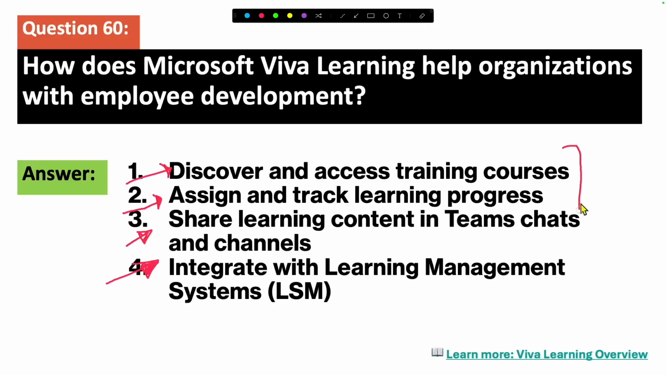So use these sort of talking points to explain what Viva Learning is. First, it can discover and access training courses. You can assign it to a specific user. Users will be able to share the content via multiple channels. And if you have other learning management solutions, you can integrate that with Viva Learning as well.